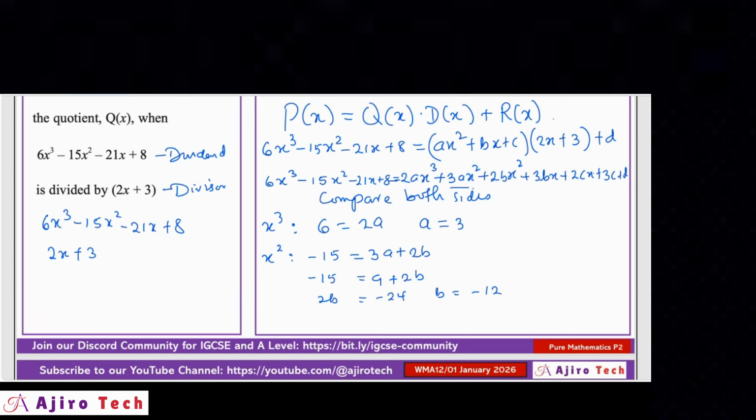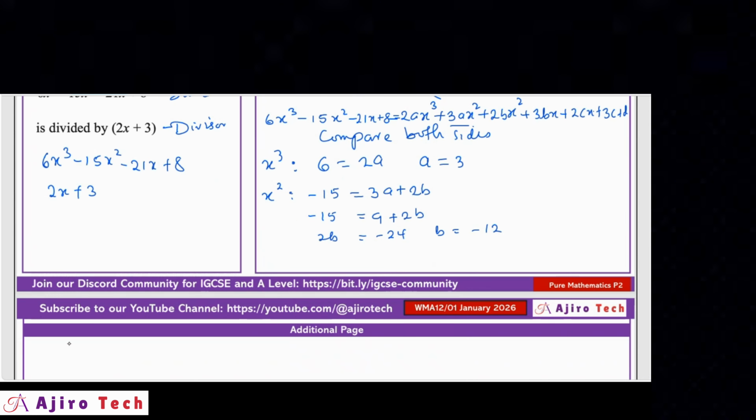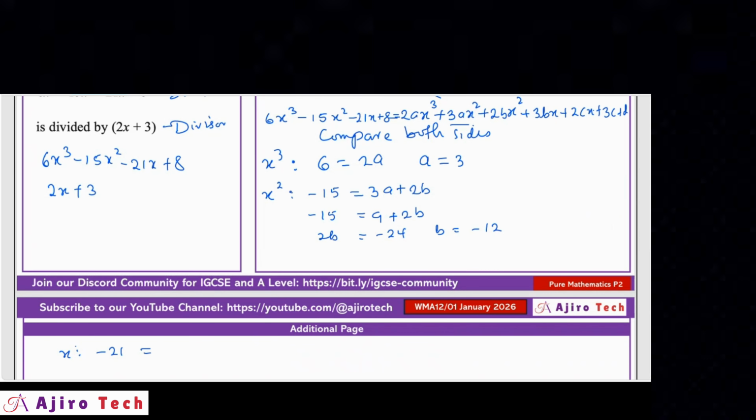Okay, good. Then if we compare to get the value of c, we can compare minus 21. So x, let's use the additional page. So the coefficient of x here is negative 21 equals to, the coefficient of x here is 3b plus 2c.